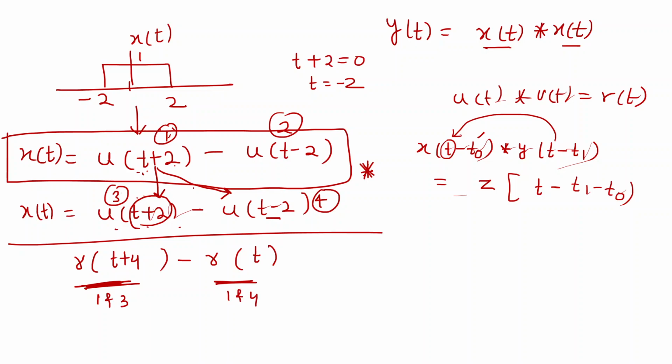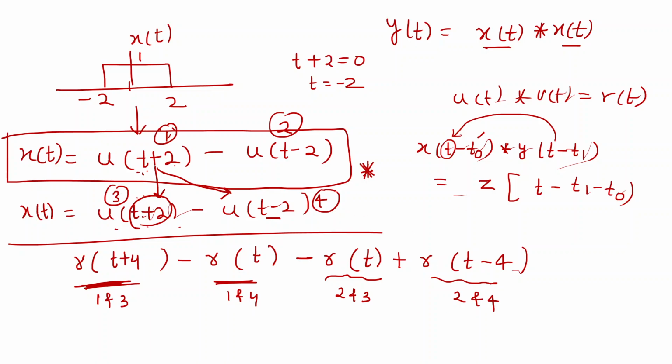Now you do 2 and 3. 2 and 3 mean negative sign. U of t convoluted with u of t is r of t. In place of t you have to replace this t minus 2. So t minus 2 plus 2 is again t. Now you have to convolute this part, 2 and 3. Now if you convolute 2 and 4 you will get plus sign r of t minus 4. This is 2 and 4, the convolution of 2 and 4. Okay, this is from the convolution.